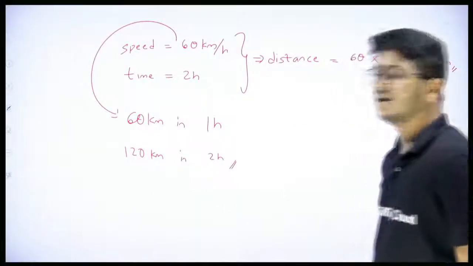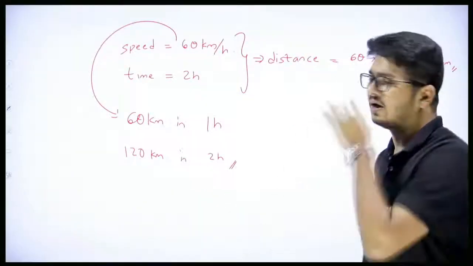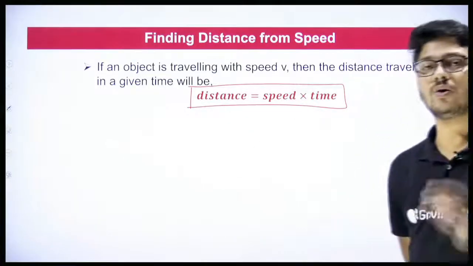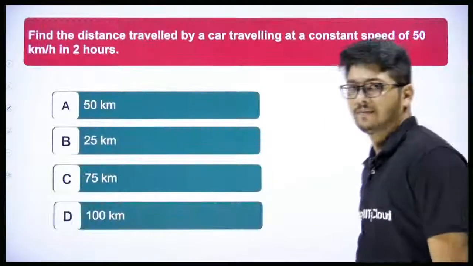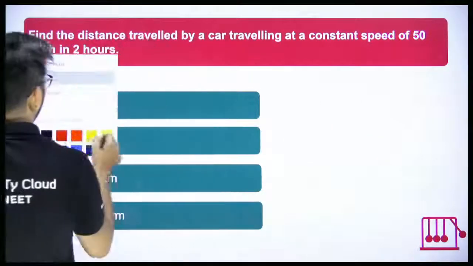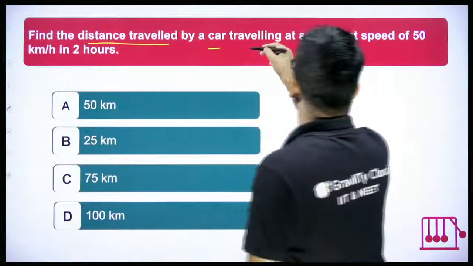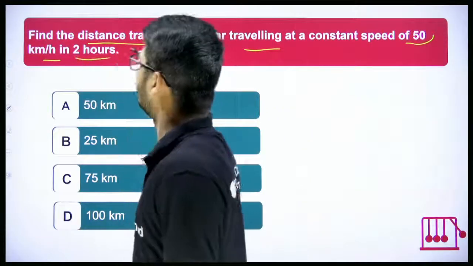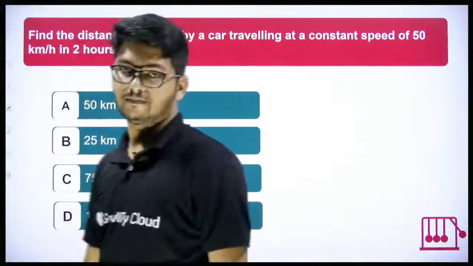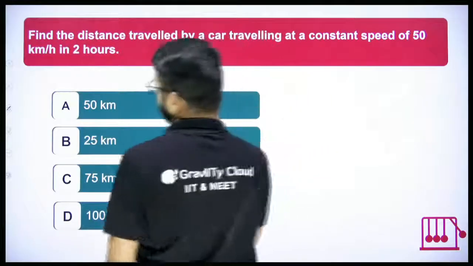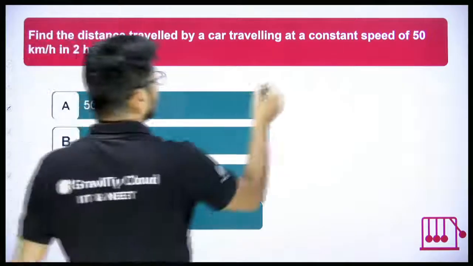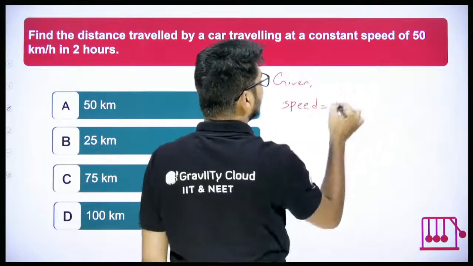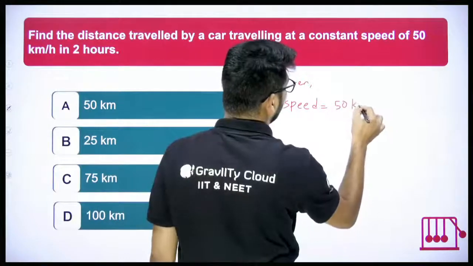Clear? Good? Wonderful. Now, we'll use this formula: distance is equal to speed into time. Let's go into a simple example. Find the distance traveled by a car traveling at a constant speed of 50 km per hour in 2 hours. What is given here? Given information is speed is equal to 50 km per hour.